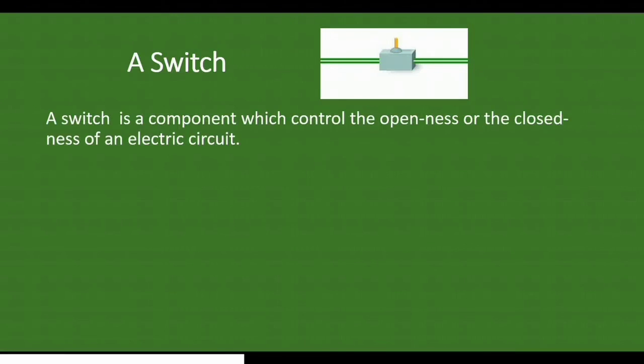Now let's look at this picture. What do you think that will be? Great. It is a switch. A switch is a component which controls the openness or the closeness of an electric circuit. So if you want to open an electric circuit, it is the switch. If you want to close it, it is the switch. And in another way, open and close are known as off and on. So when you open a circuit, you have put it off. And when you close a circuit, you have put it on.